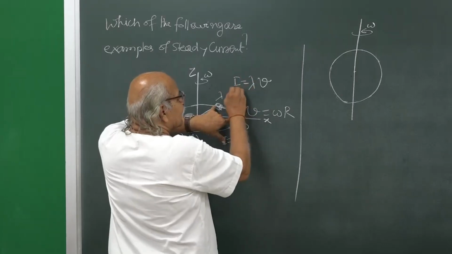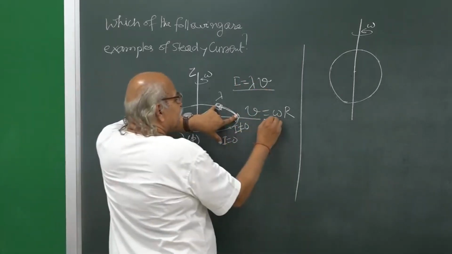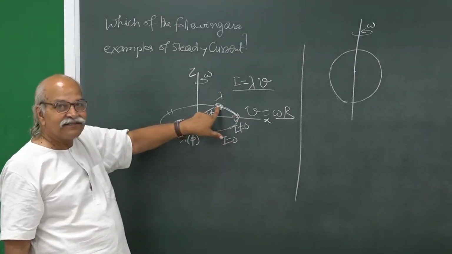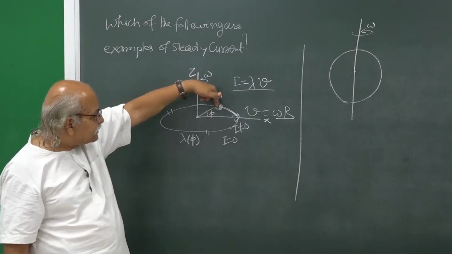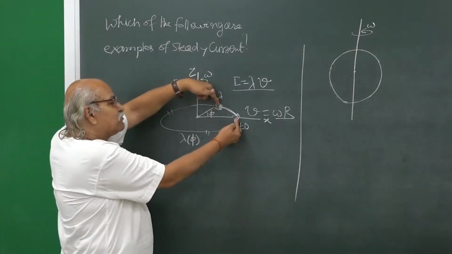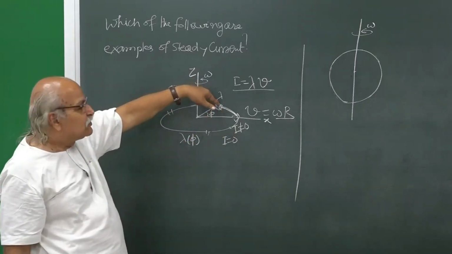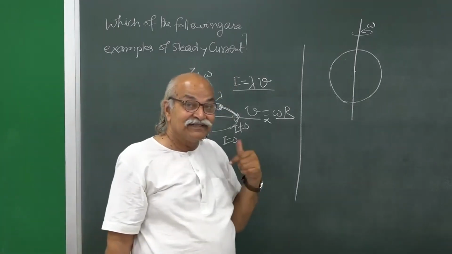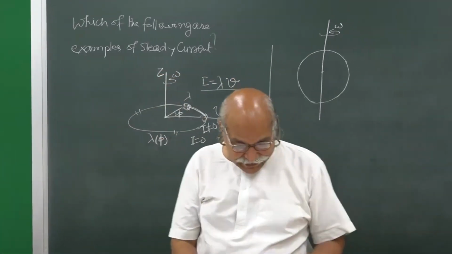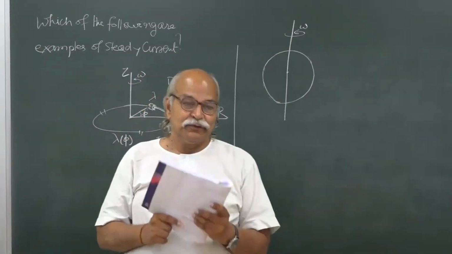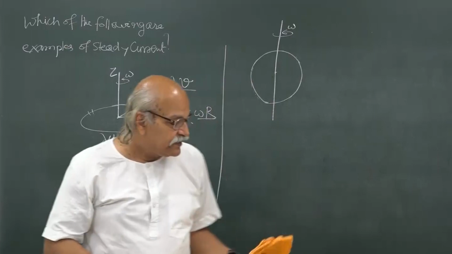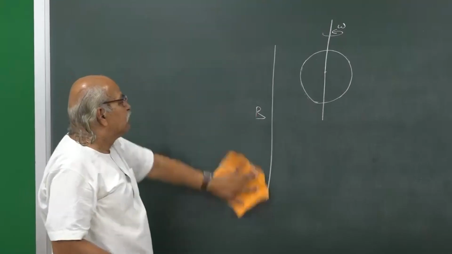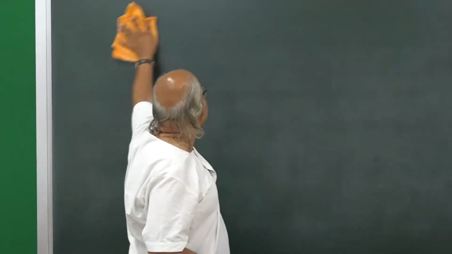The current is lambda V, and V is the same, V is omega times R. But this lambda is different here and different there. So if I am looking at this point, at this instant lambda is different, and later when this part comes here, lambda is different. So if lambda is different, current also is different, and therefore current depends on time, and it is not a steady current. So that is how you have to check, because it is only the steady currents which will give you the equations for magnetostatics.